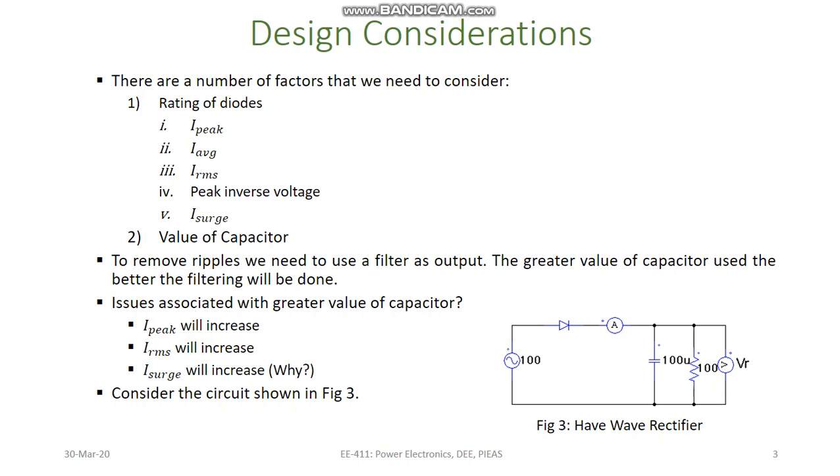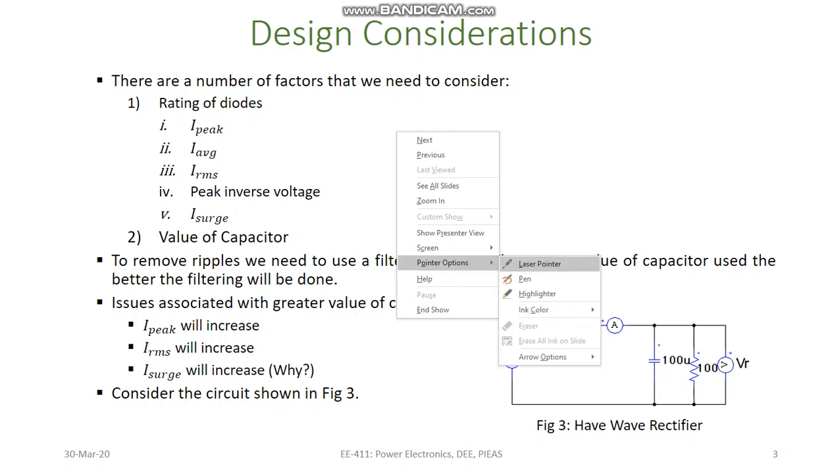Okay, so we were talking about the fact that the greater the value of the capacitor implies that we can have a perfect DC waveform at output. So why not always choose the greatest possible value of the capacitor to achieve the exact DC waveform at output? There are a number of issues associated with a greater value of capacitor.